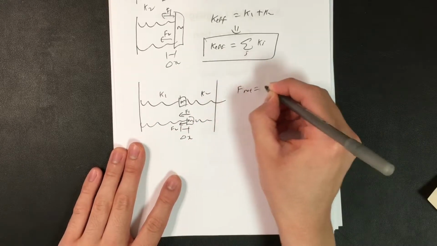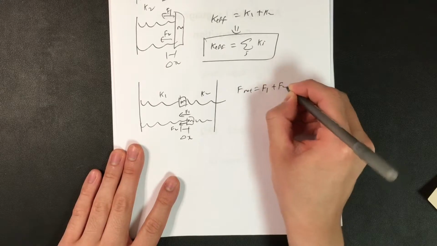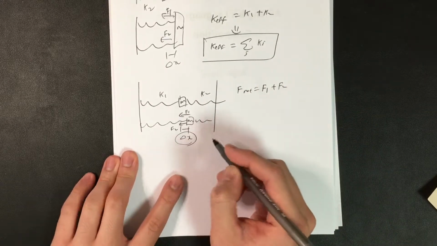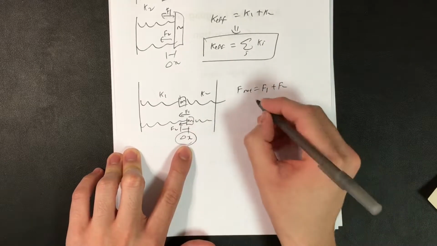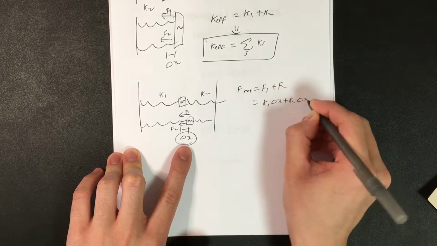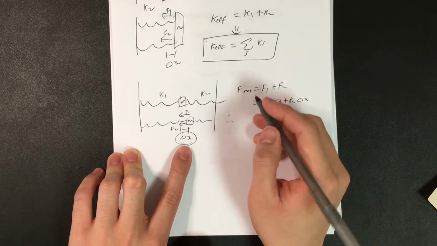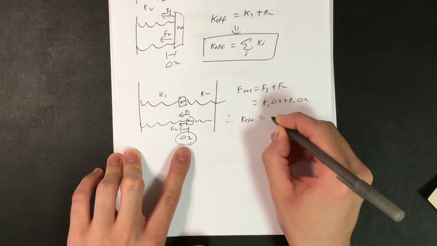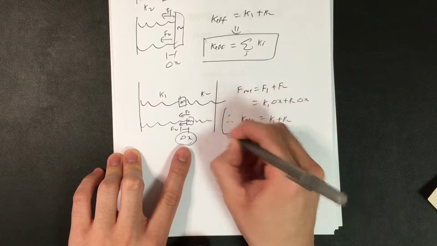Therefore, the net force is equal to F1 plus F2. And since for both springs the length of extension equals delta x, this equals K1 delta x plus K2 delta x, and therefore, similar to the parallel connection, K effective is K1 plus K2.